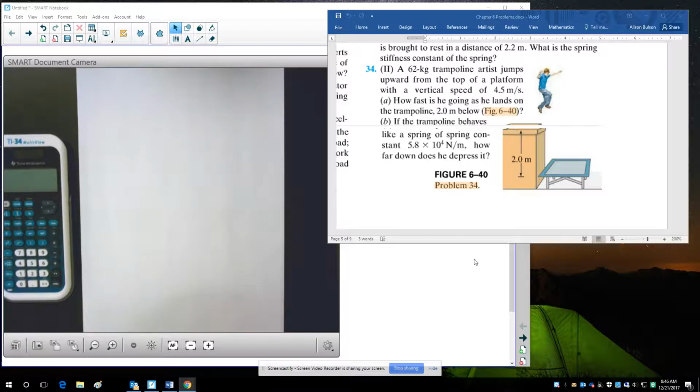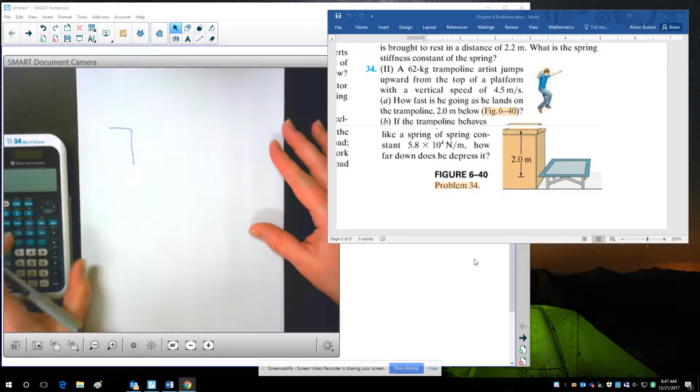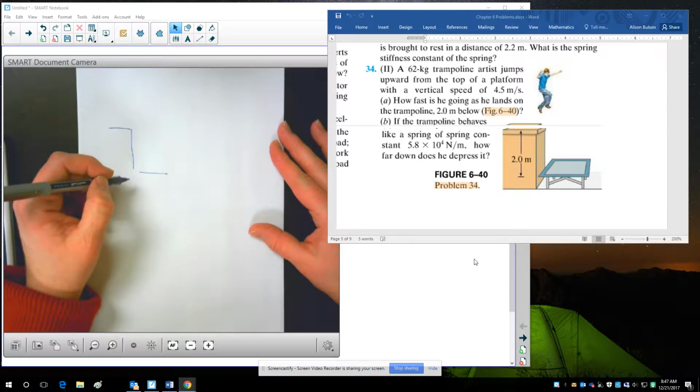So we have a 62 kilogram trampoline artist jumping upward from the top of a platform with a vertical speed of 4.5 meters per second. How fast is he going as he lands on the trampoline 2 meters below? If the trampoline behaves like a spring of spring constant 5.8 times 10 to the fourth newtons per meter, how far down then does he depress it? So we're thinking about the types of energy held in this person as he moves around in this Earth trampoline system.